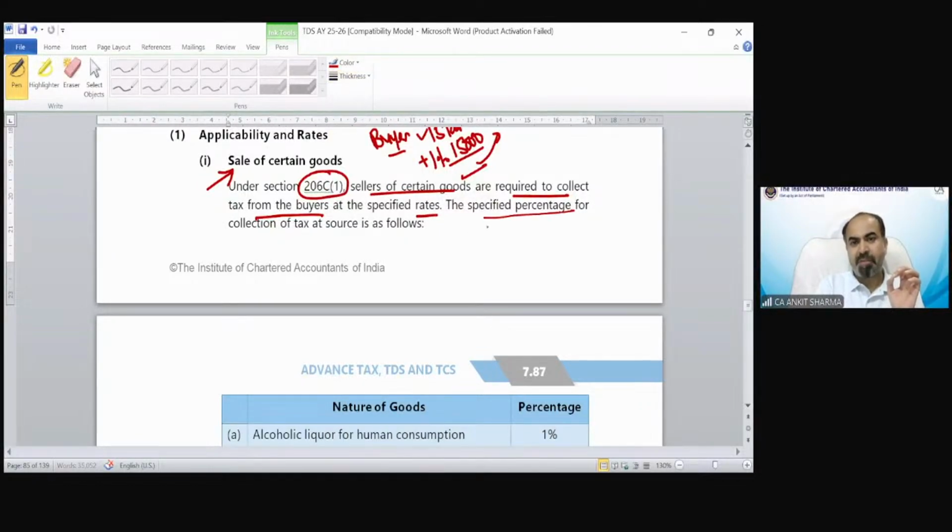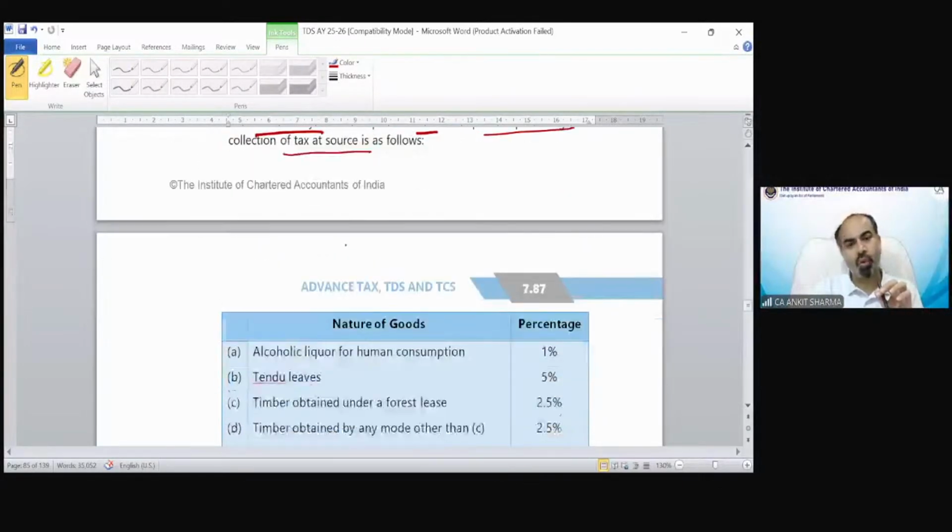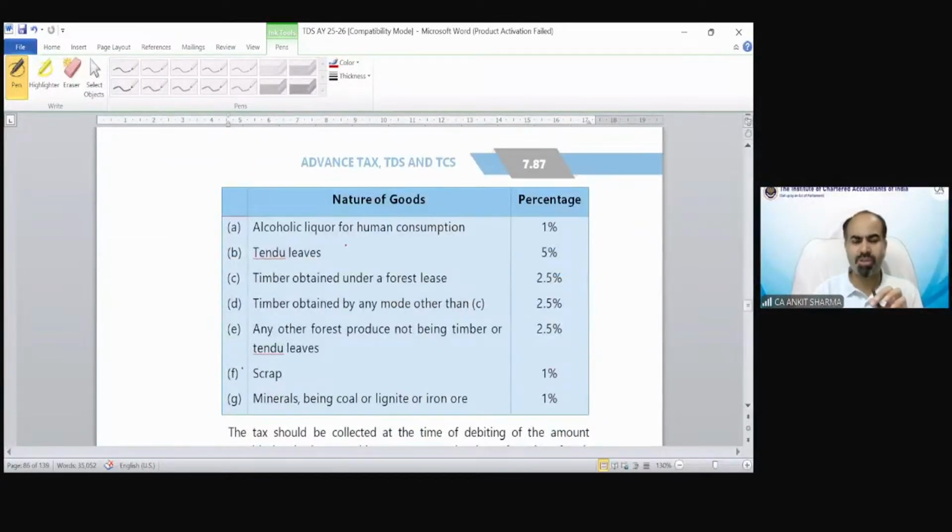The specified percentage for collection of tax at source is as follows. There are certain goods on which a seller is going to collect TCS from the buyer extra. So if it is alcoholic liquor for human consumption, the TCS rate is 1%.